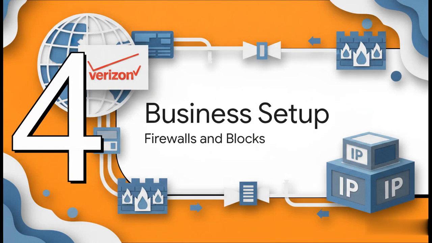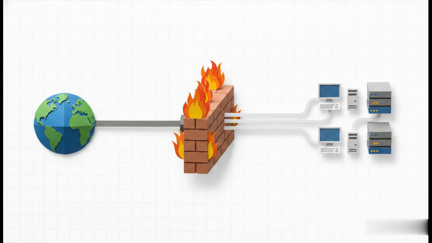Section 4. Business setup, firewalls and blocks. Okay, but let's say you do need the real deal. Maybe you're a business that actually purchased a block of static IPs from Verizon and you need to get them running safely. So the crucial point is this consensus from the r/networking pros.